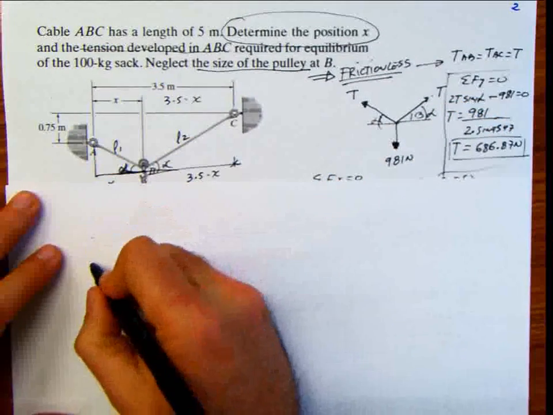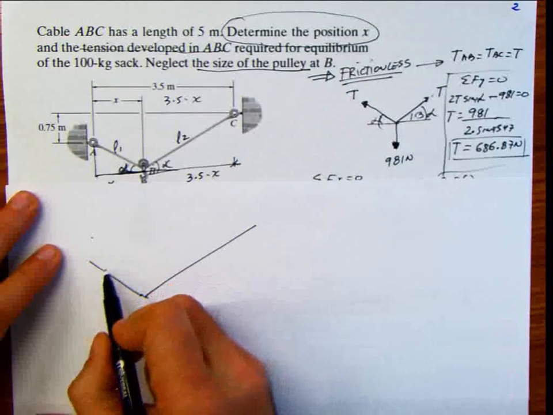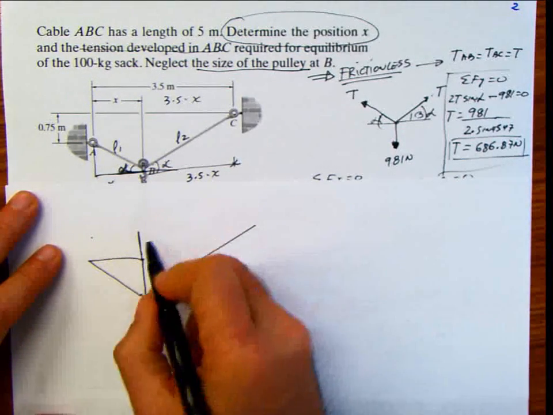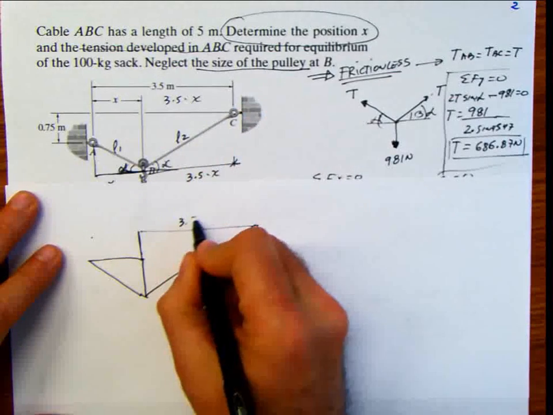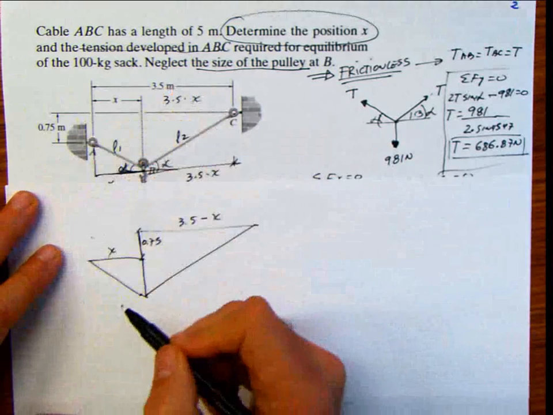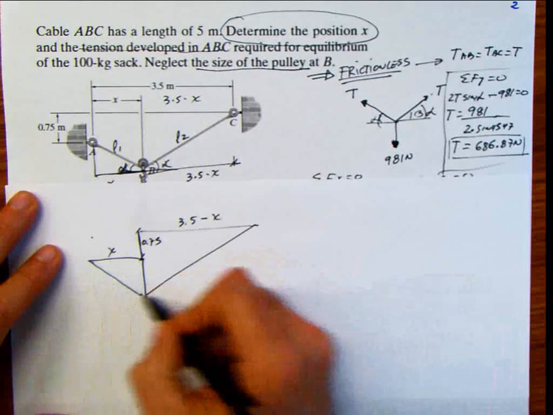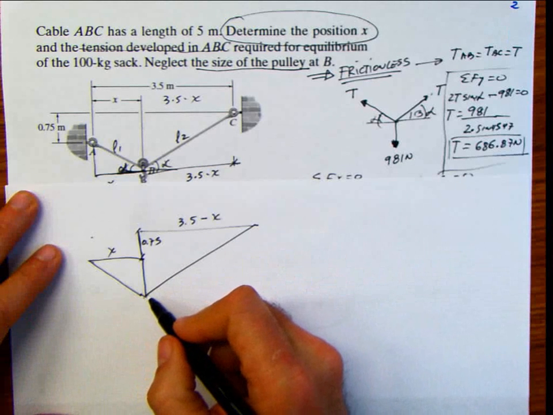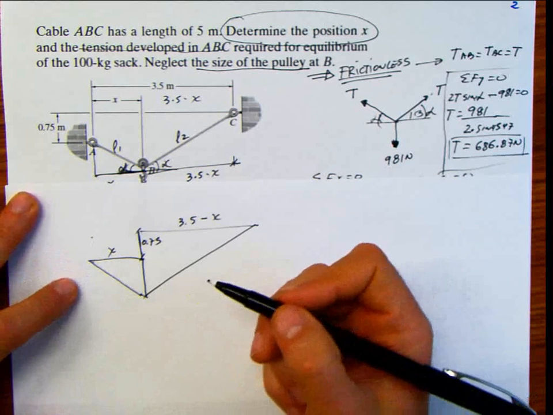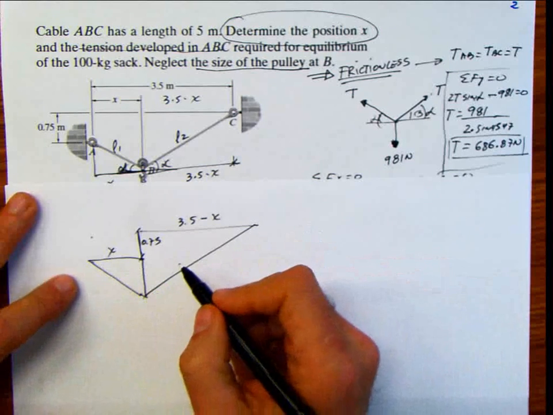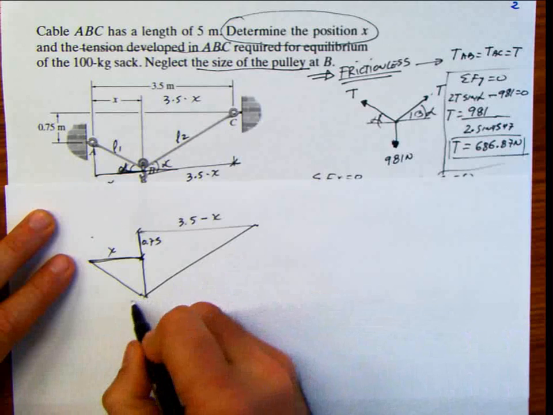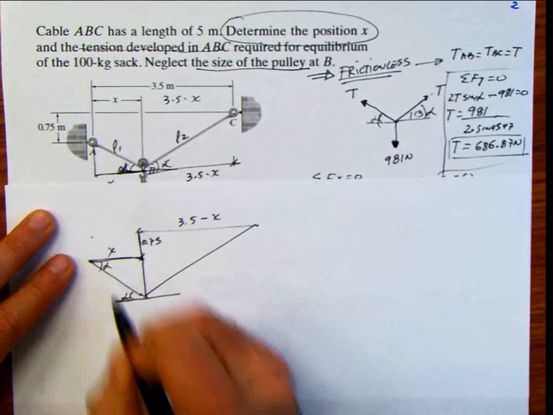shape. I'm going to have this here, this here. I know this is 3.5 minus x. I know this is x. I know this is 0.75, this height here. I also know the total distance L1, L2 here, and I know my angles. I don't know if I need the angles, but I know the angles. So now I have to calculate this x and this 3.5 minus x. The only thing that I know, this angle is alpha, and if this angle is alpha, this angle is alpha here.